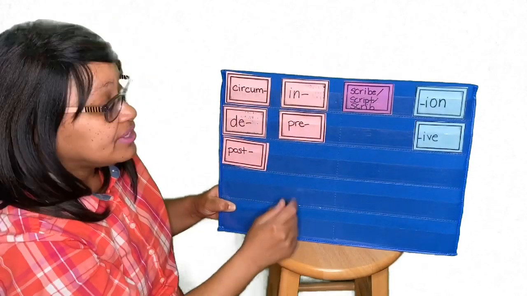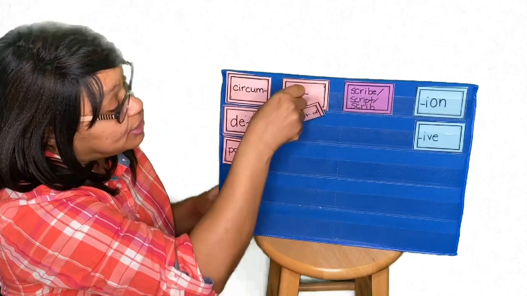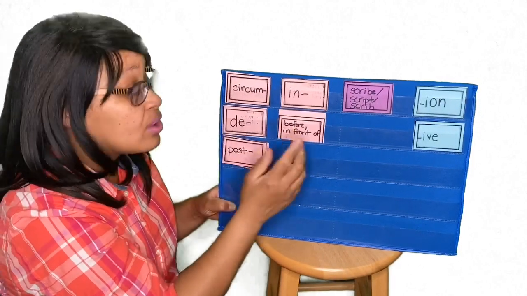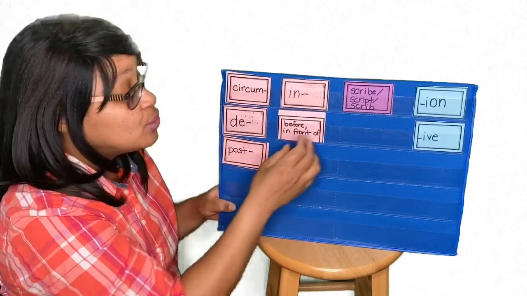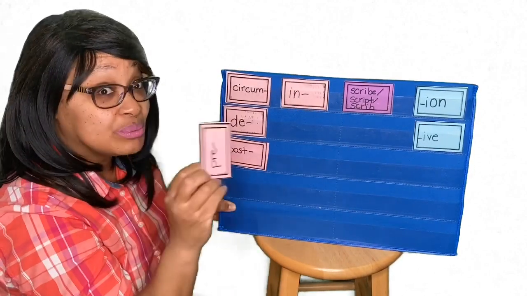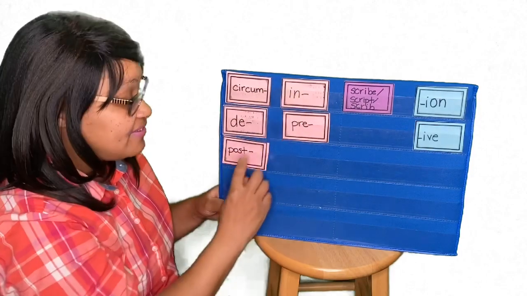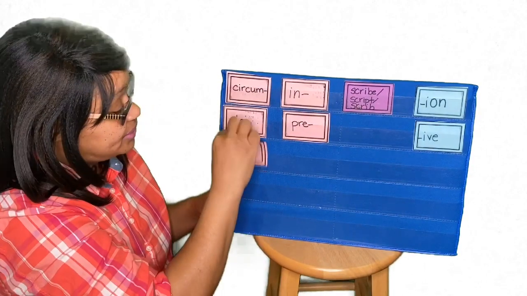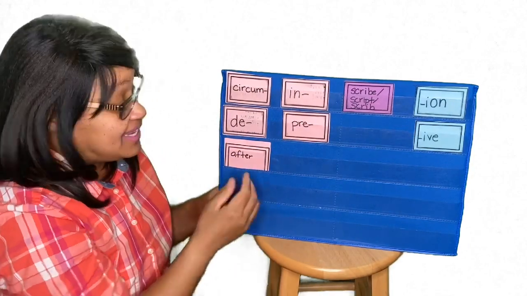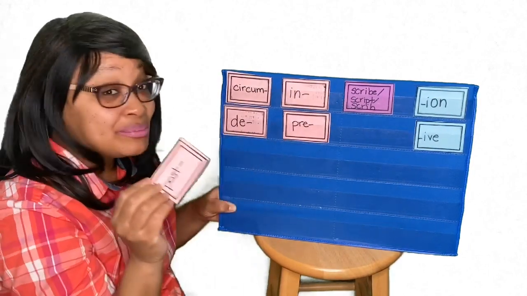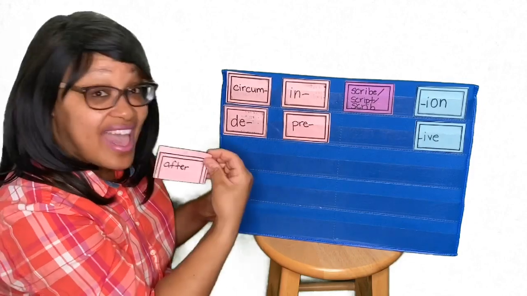And then we have the prefix pre. Pre means before or in front of. So because this has 2 meanings, we consider this a dual prefix. And finally, the prefix post. Post means after. So it just has 1 meaning. It is a simple prefix. Post means after.